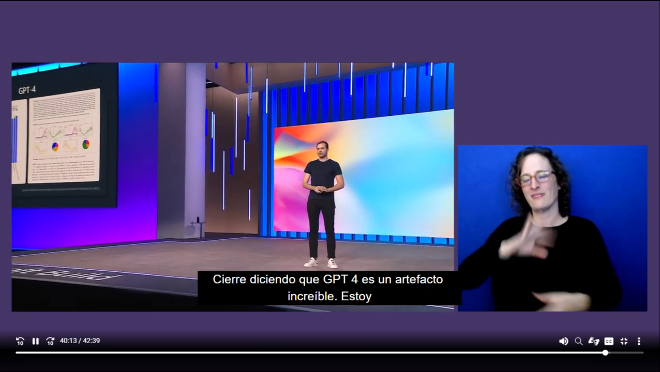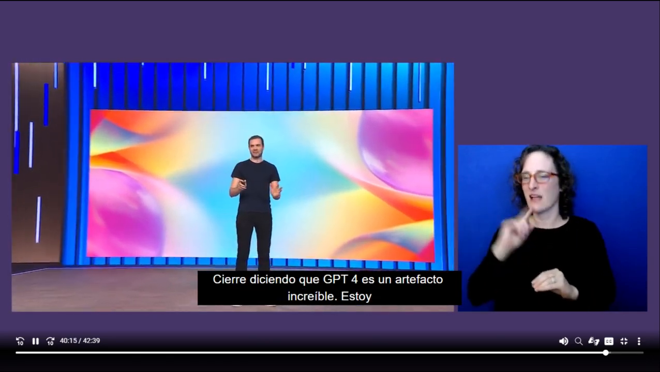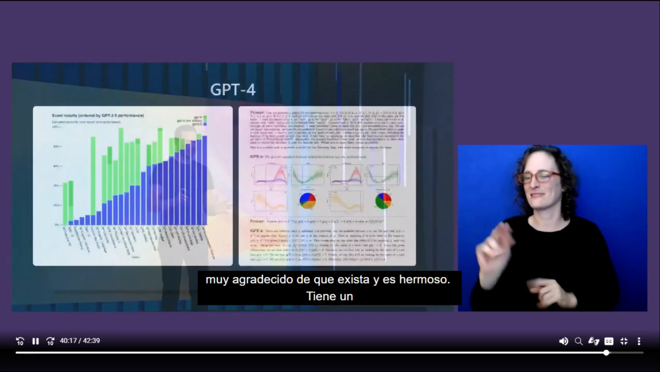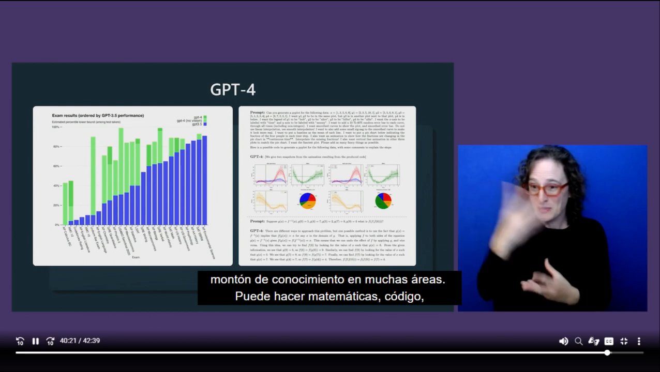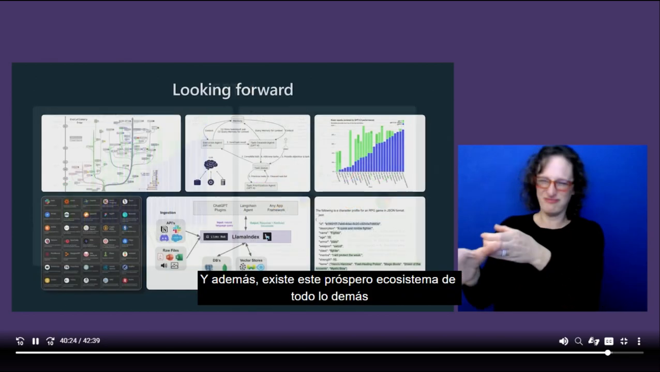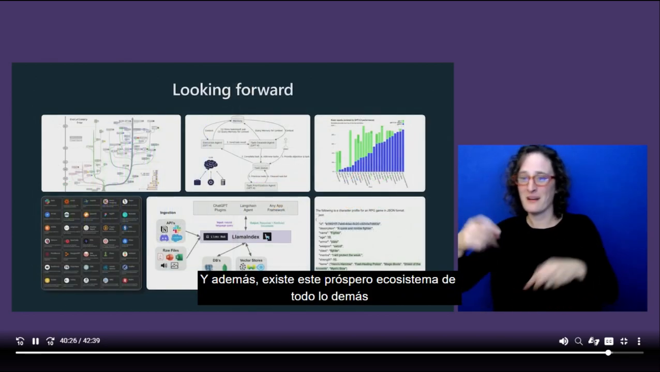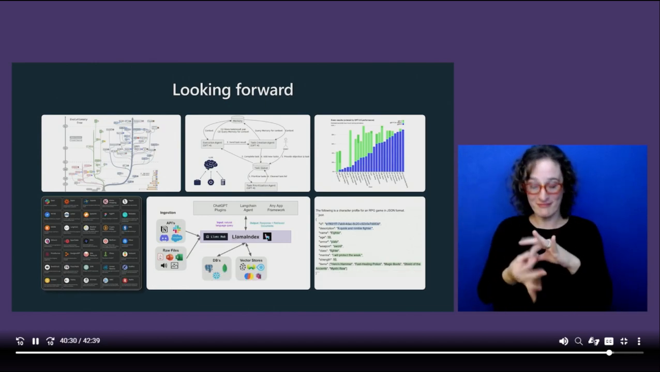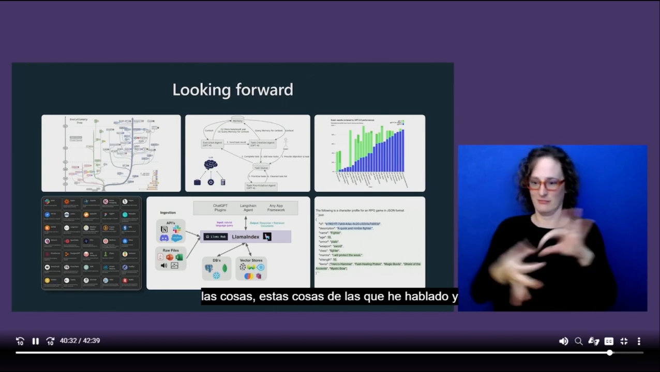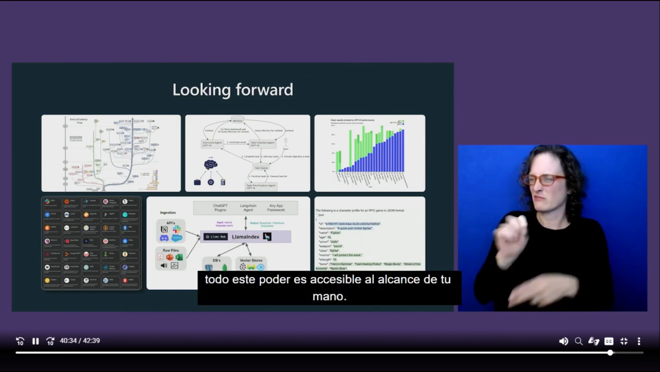So I wanted to close by saying that GPT-4 is an amazing artifact. I'm very thankful that it exists, and it's beautiful. It has a ton of knowledge across so many areas. It can do math, code, and so on. And in addition, there's this thriving ecosystem of everything else that is being built and incorporated into the ecosystem. Some of these things I've talked about. And all of this power is accessible at your fingertips.